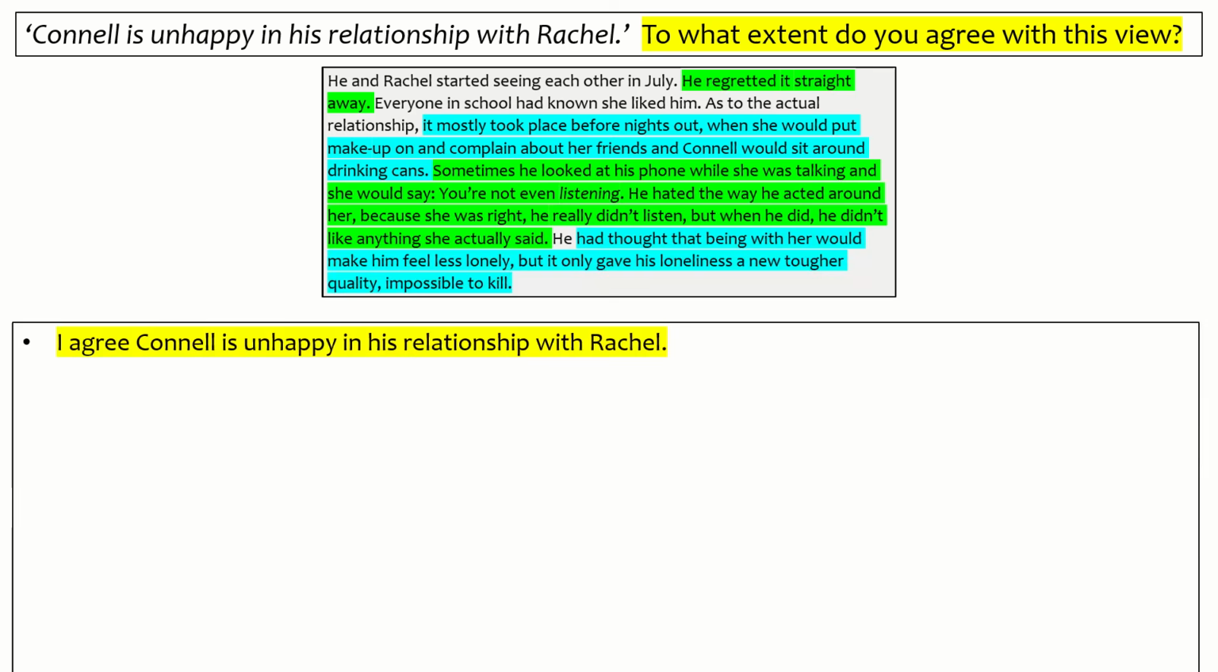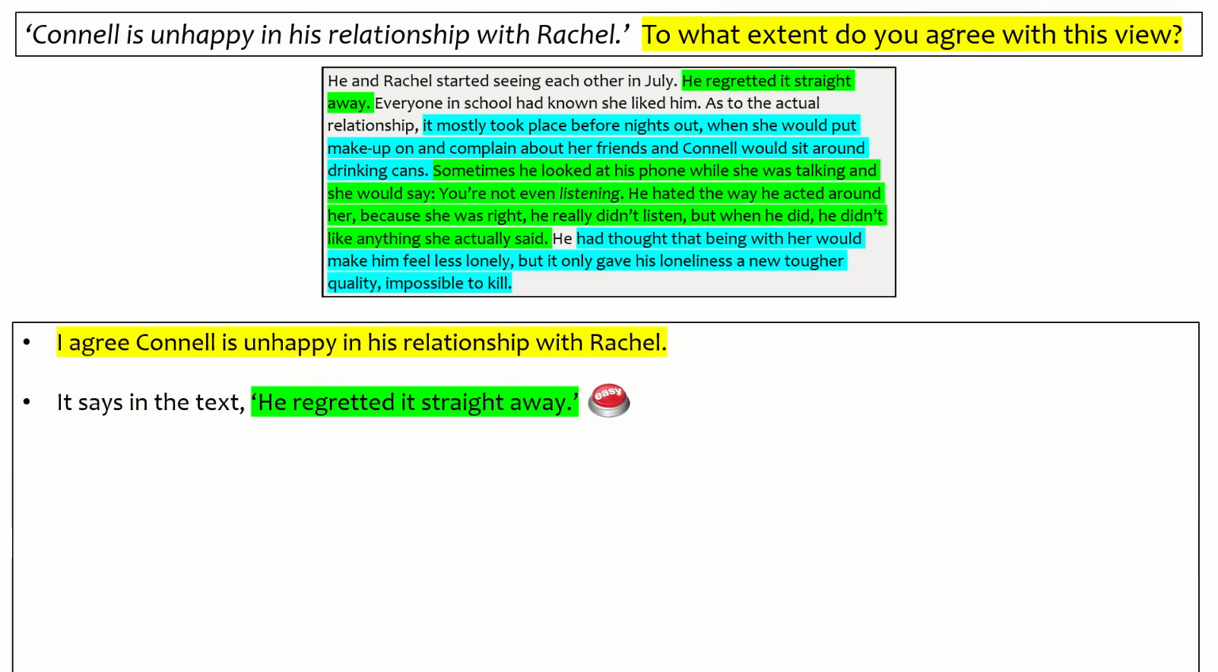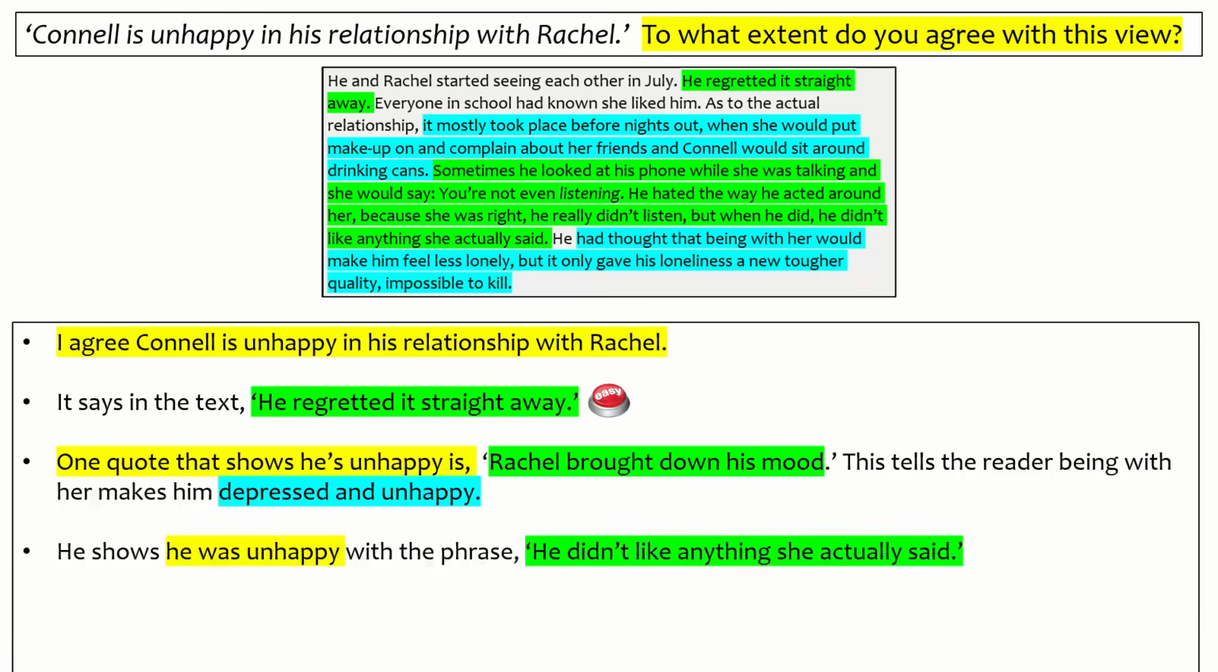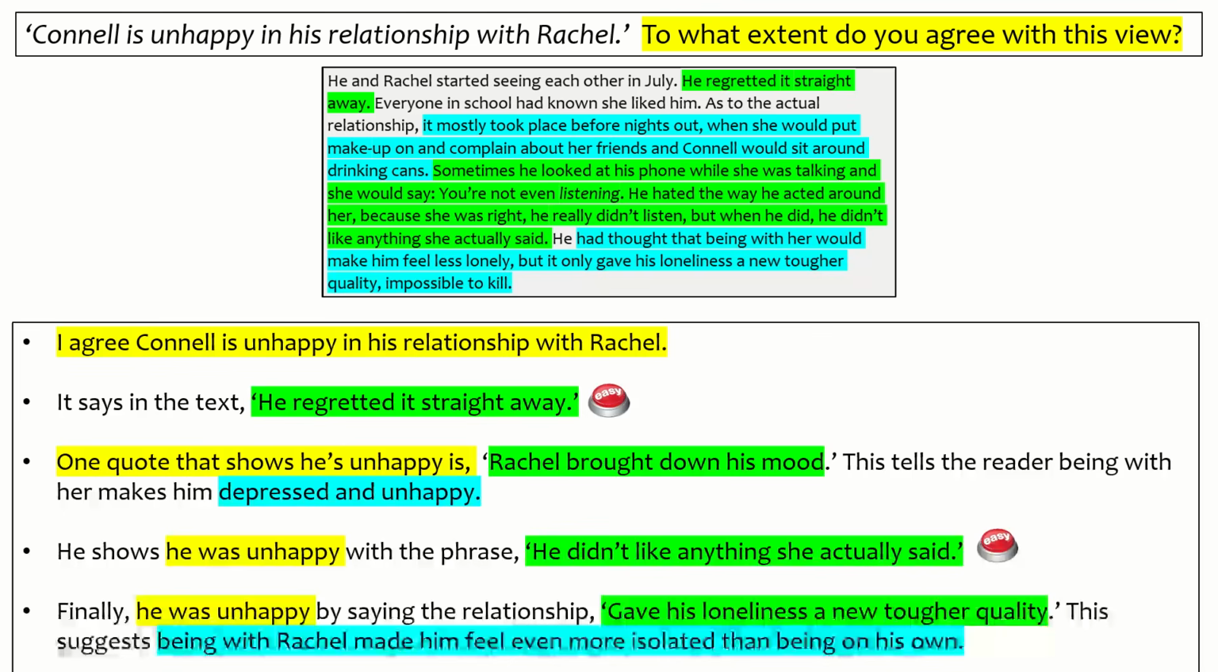Okay, so I agree Connell was unhappy. That's my little statement. And then I've gone into some quotes. So I've put, it says in the text he regretted it straight away. There you go. Example of an easy one. Don't bother explaining it. Then I've put one quote that shows he's unhappy as Rachel brought down his mood. This tells the reader being with her makes him feel depressed and unhappy. He shows he was unhappy with the phrase he didn't like anything she actually said. Again, another easy one.